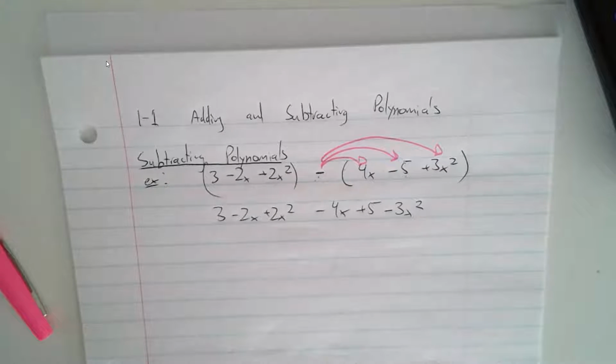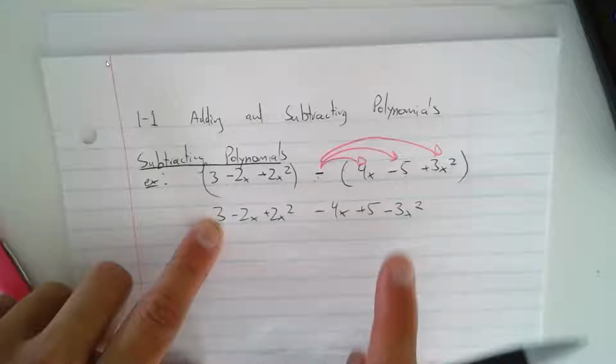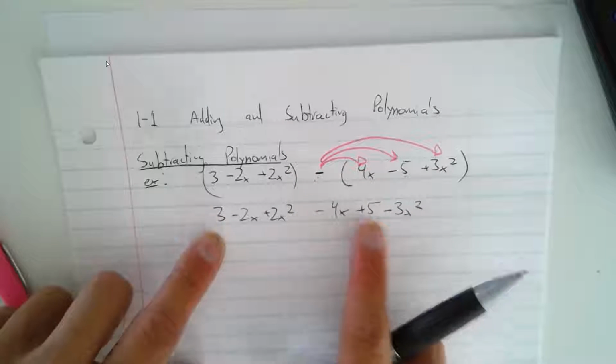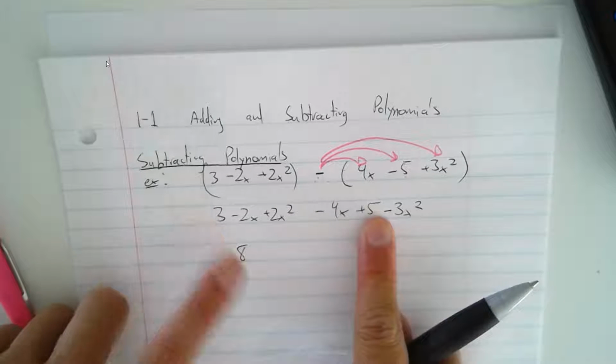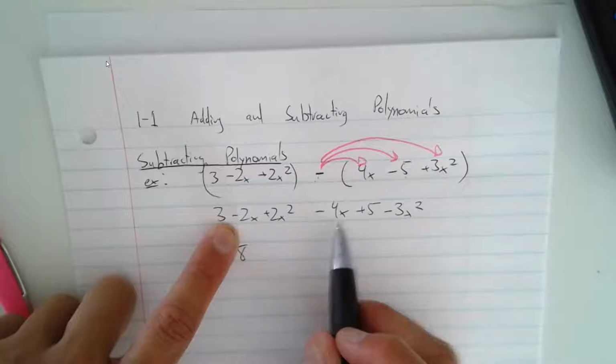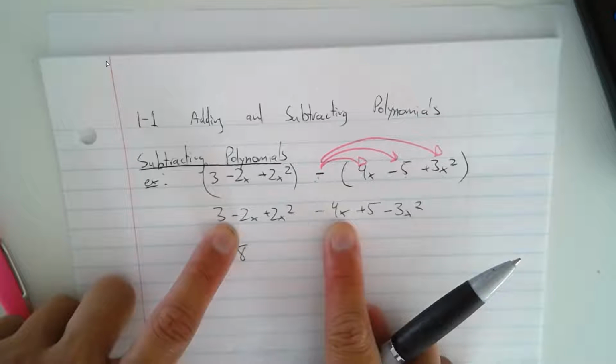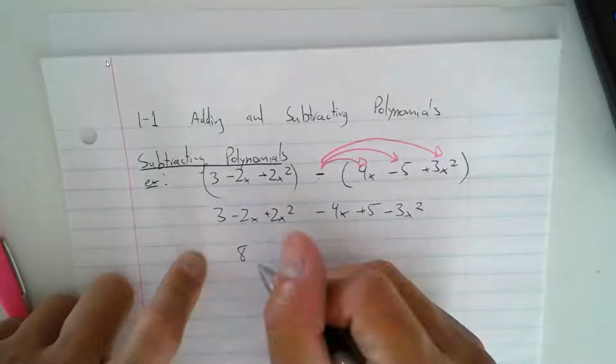We combine like terms, meaning look at the ones that look alike. The 3 and the 5 look alike. There's no x's attached to it, so I can add those 2. That's 8. 3 and 5 can combine to make 8. Negative 2x and negative 4x can combine because they're not x squared, they're just x's. Minus 2x and minus 4x is minus 6x total.